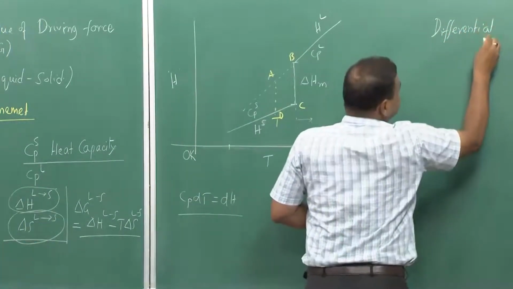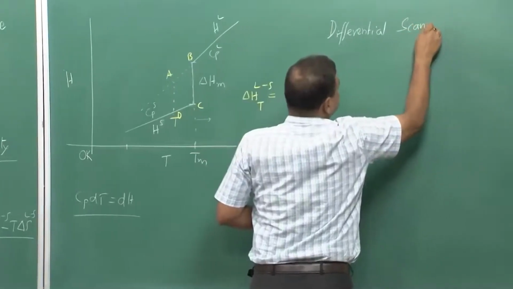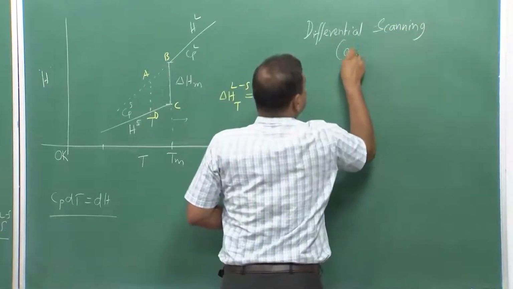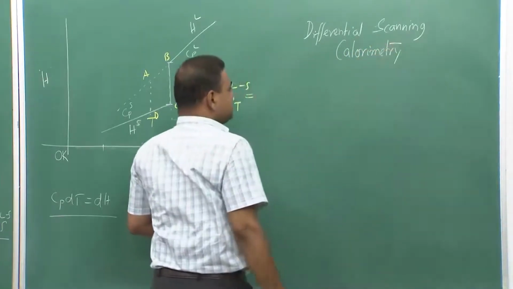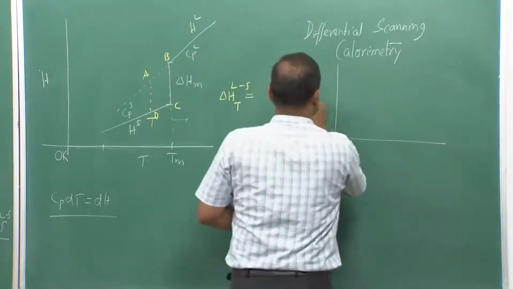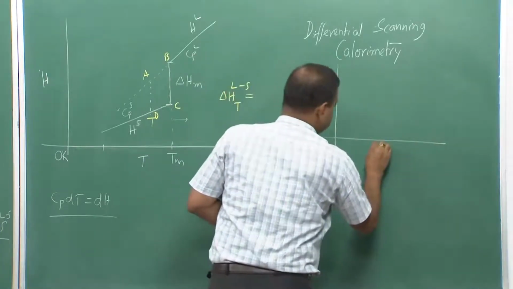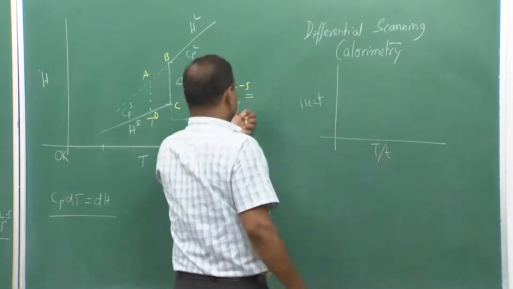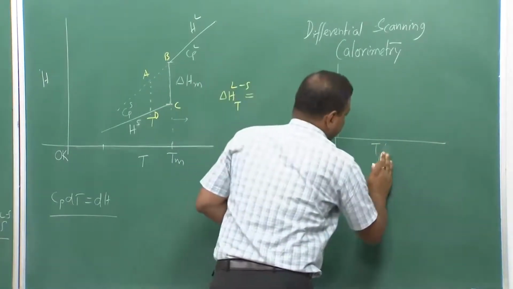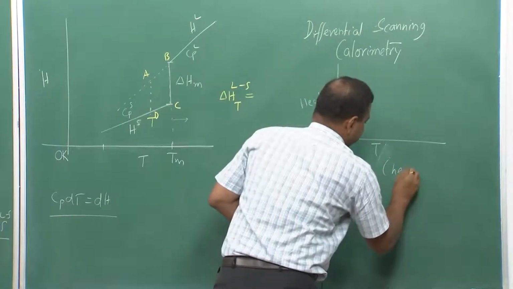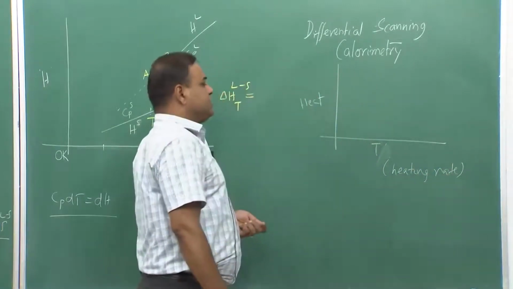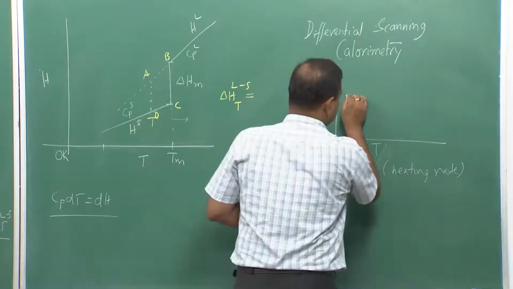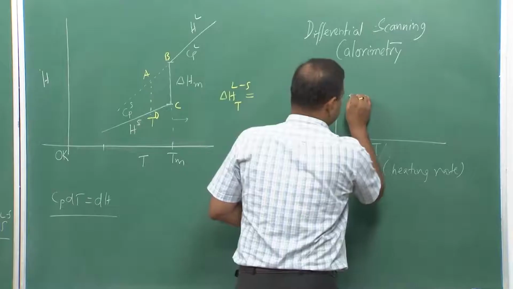since we know this value, this we can calculate from a simple DSC route, which is called differential scanning calorimetry, which actually plots heat as a function of temperature or time. Here we are considering temperature, and at that time we are heating at a particular heating rate.